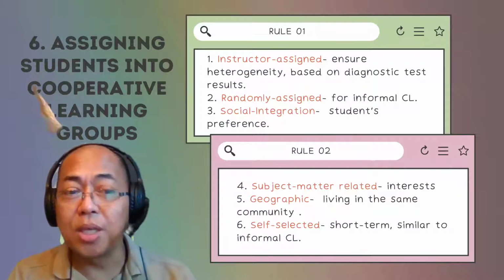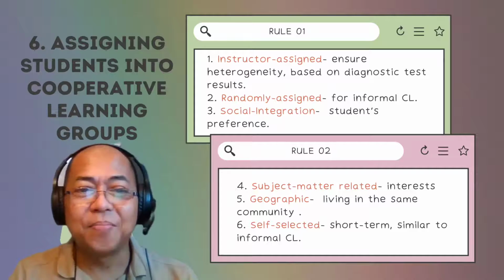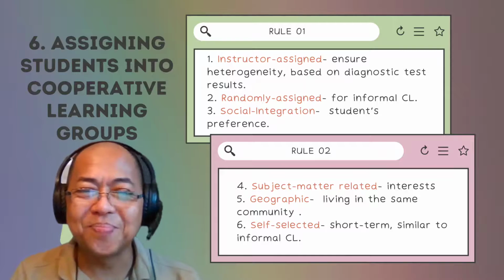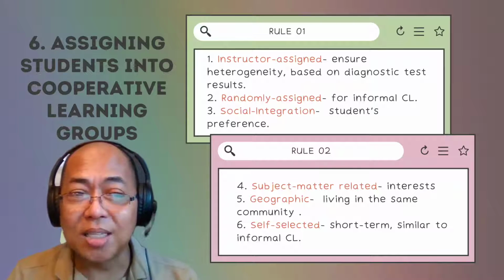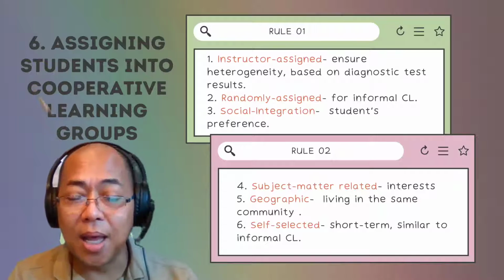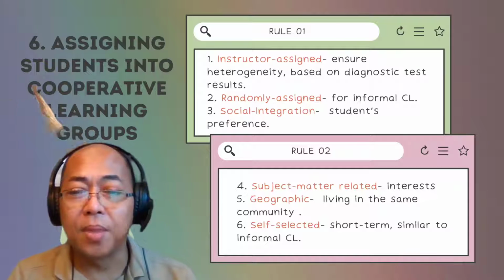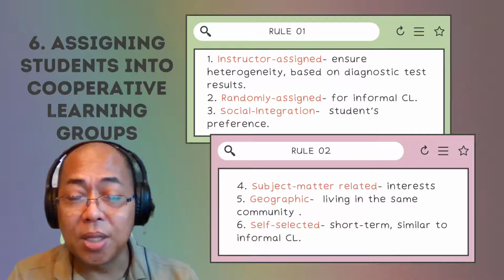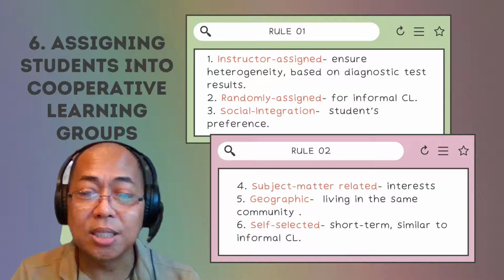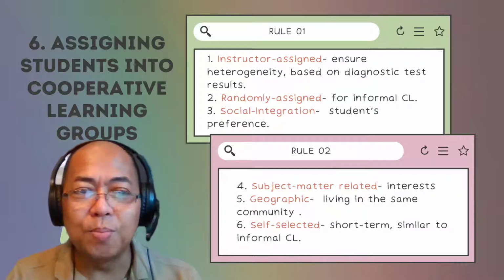The instructor tries to make sure that best friends and even worst enemies are not in the same groups. That's instructor assigned groups. So ideally, this can be done by giving, for example, a diagnostic test, and the result of the test will be used to assign students to which group.